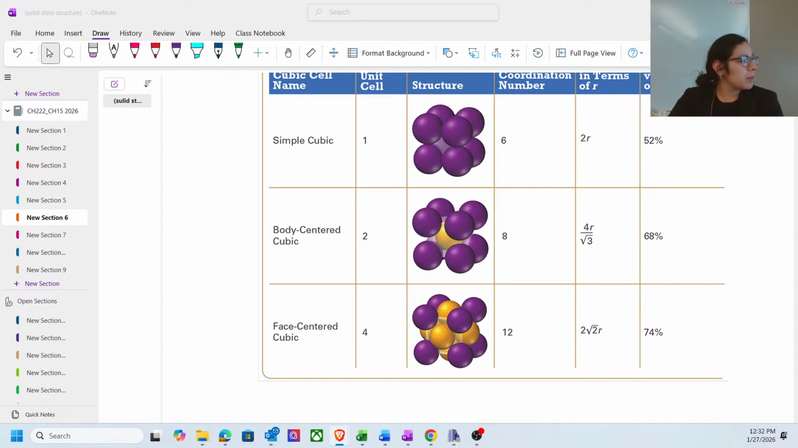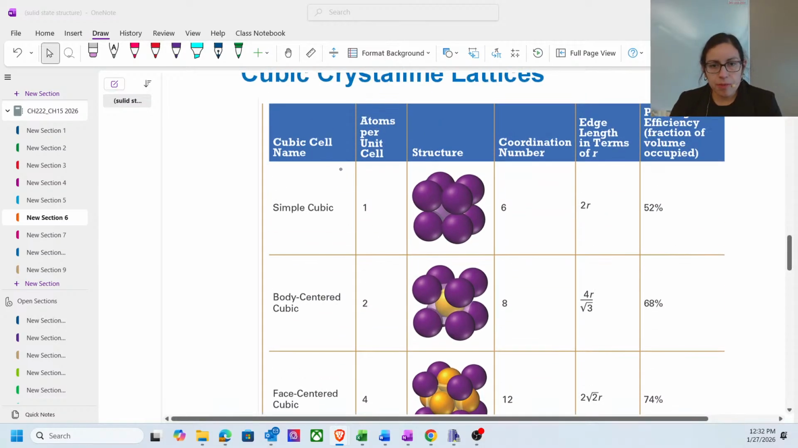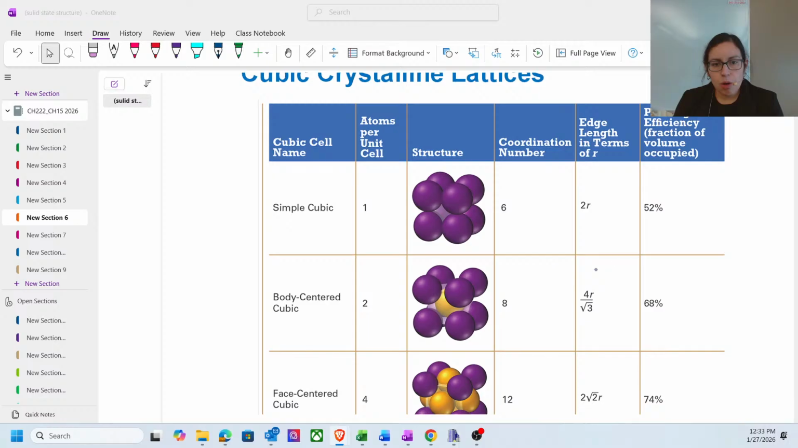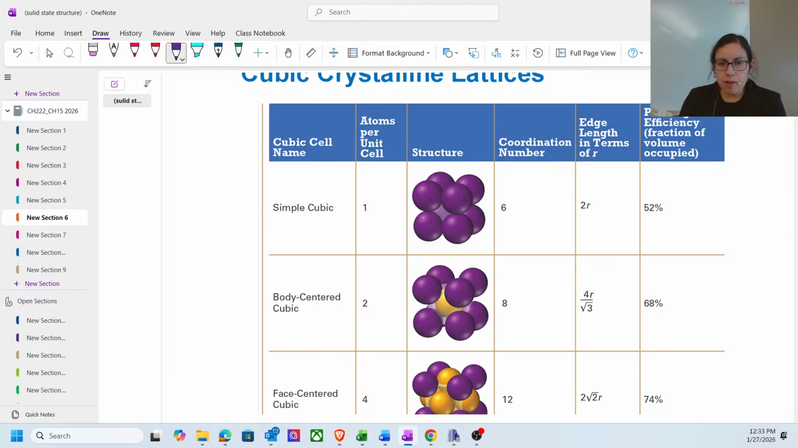So let's pull up, and we'll start with our simple cubic structure, and atoms per unit cell. We just have 1 in there. If you look at this, we have 1, 2, 3, 4, 5, 6, 7, 8 in here, but then you have 1/8 of each little corner. So that's how we get 1 atom in our unit cell.